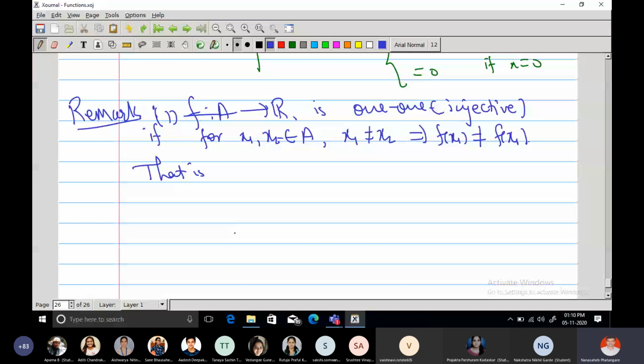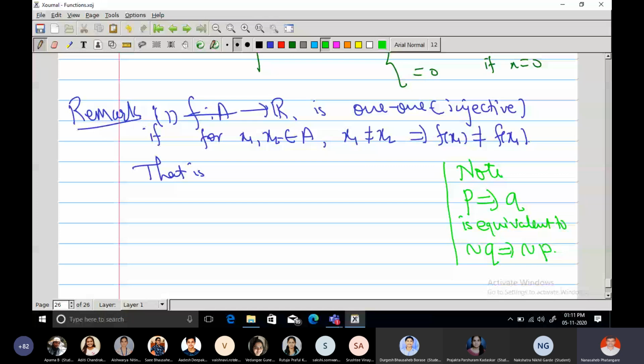You note this: P implies Q is equivalent to saying negation of Q implies negation of P, right? So when we say P implies Q, it is the same thing as negation of Q implies negation of P. If P is true, then Q is true. It is the same as if Q is not true, then P is not true. So that is the logical way to say this.